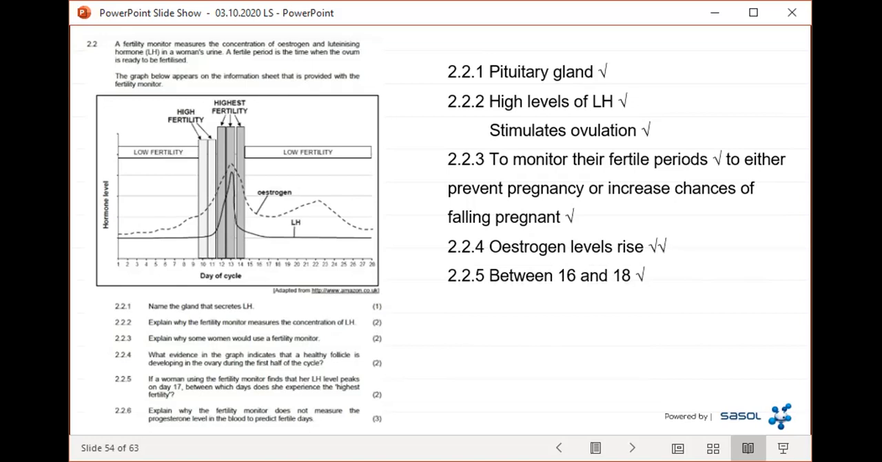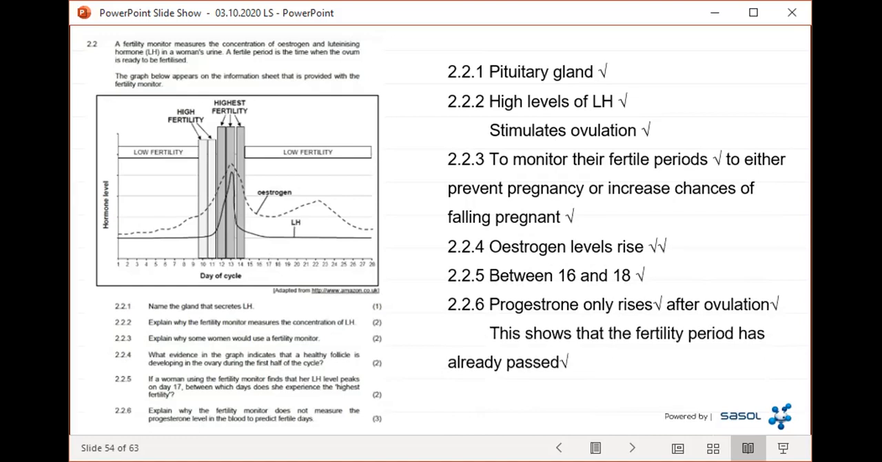Cool. Then question 2.2.6, explain why the fertility monitor does not measure the progesterone level in the blood to predict fertile days. Progesterone only rises after ovulation. And the fertility monitor shows that the fertility period has already passed. All right. So you get your 3 marks for just mentioning that progesterone only rises after ovulation, and this graph of fertility monitor shows that the fertility period has already passed.